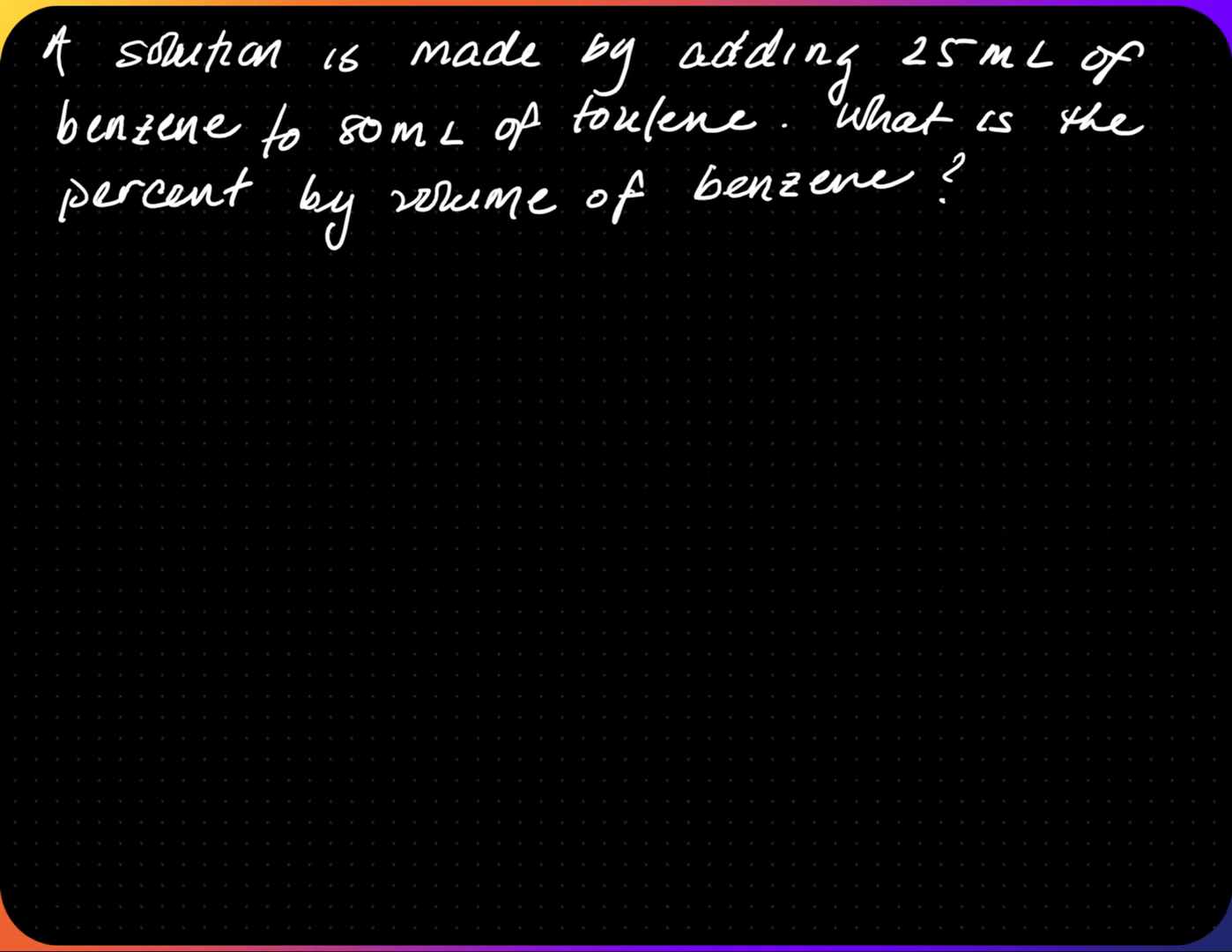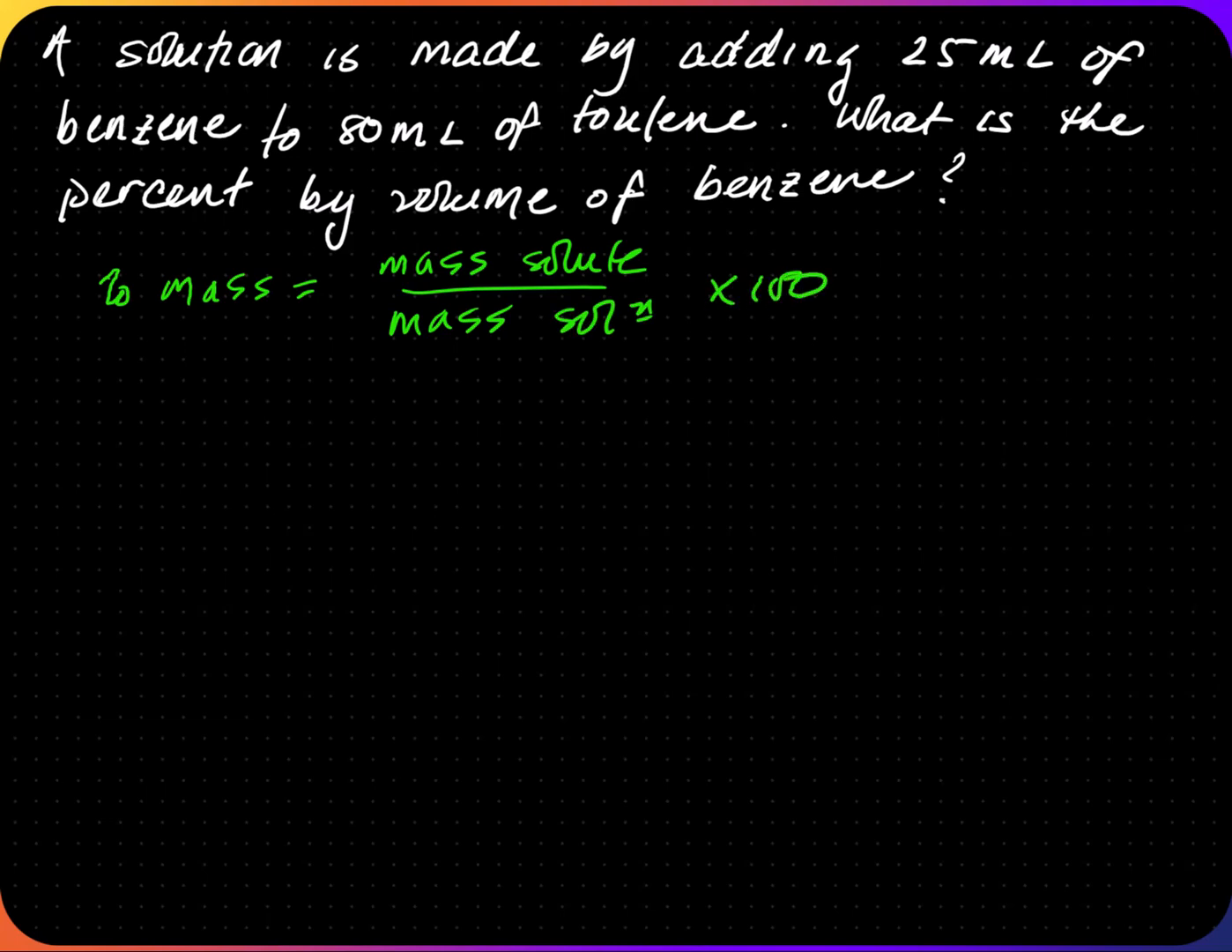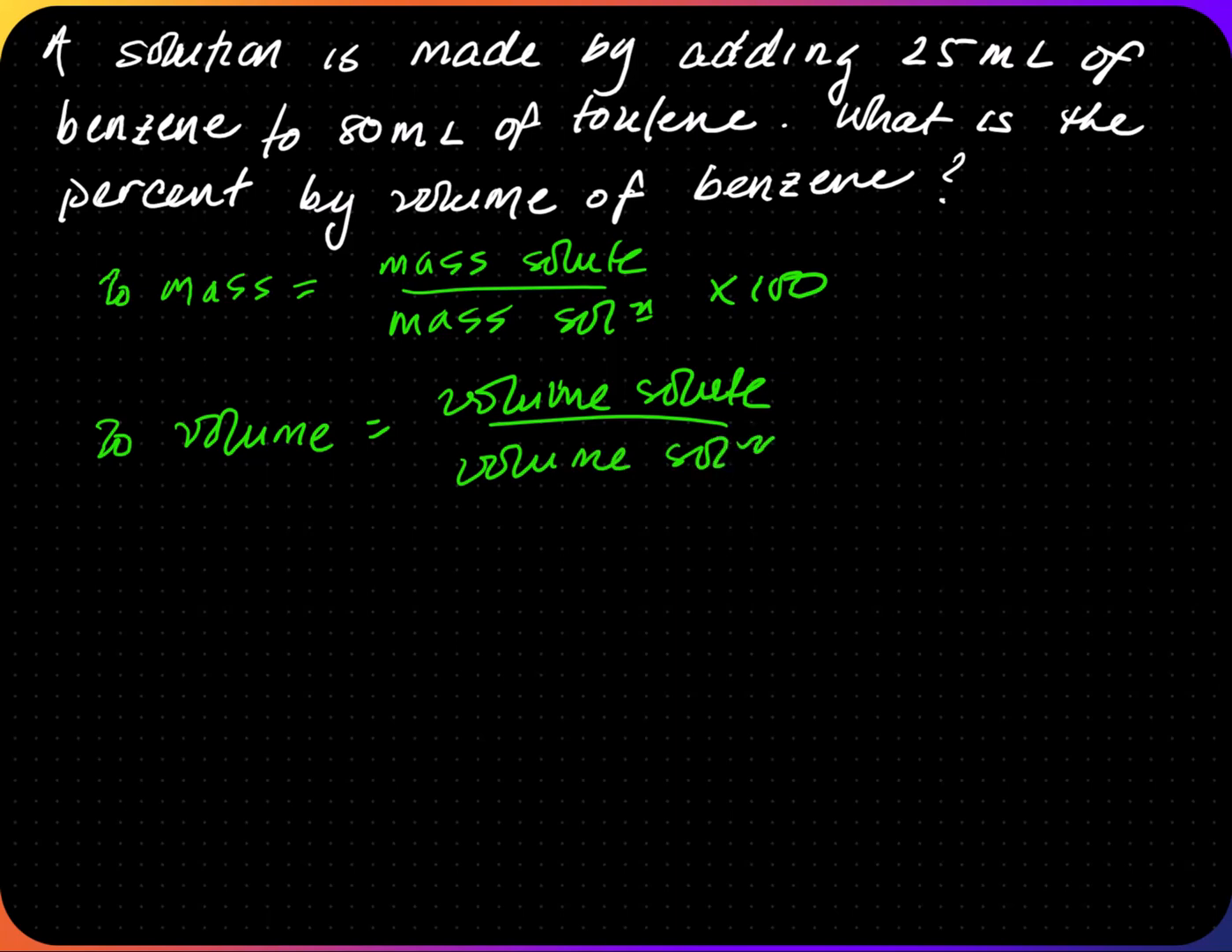Mass percent is a ratio. We know mass percent is a ratio because the formula is mass of solute over mass of solution times 100. Since it's a ratio, as long as the units are the same, the units will cancel out. Remember, ratios have no units. So we could also rewrite this equation as percent volume. So instead of having mass, we're going to have volume of solute over volume of solution times 100. As long as the units of volume are in the same unit, the units will cancel out.